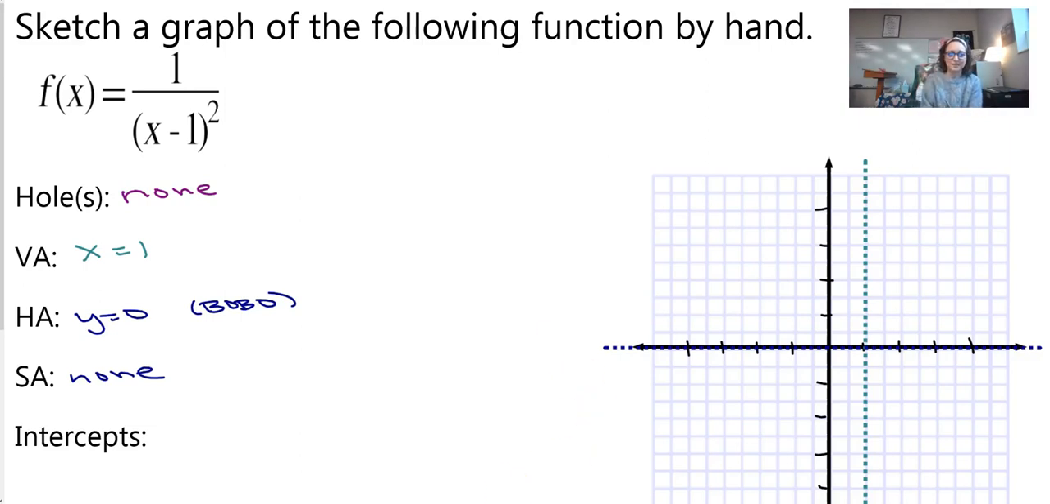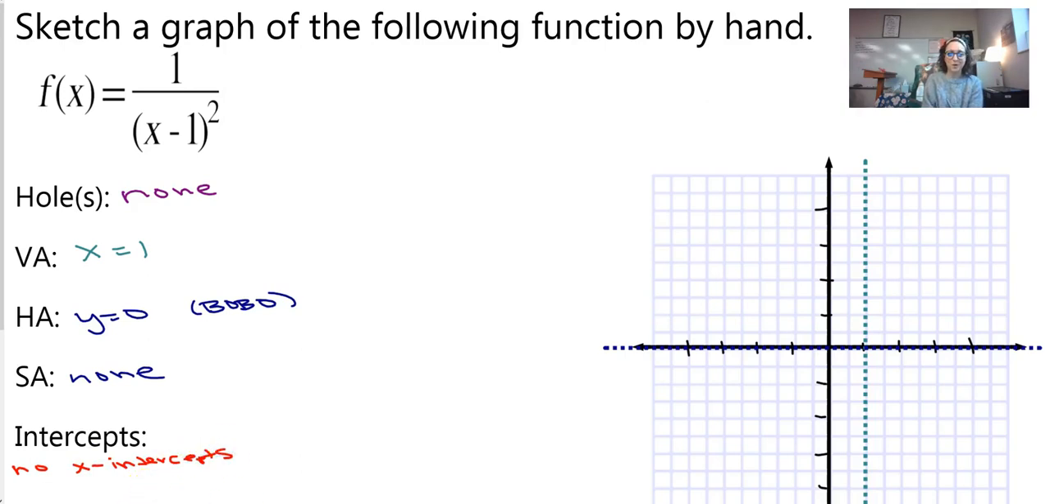All right, intercepts. Let's go ahead and for the x-intercepts, remember, you make your numerator 0. Can the numerator ever be 0? No, it cannot. So no x-intercepts. Okay, so it can never cross the x-axis.